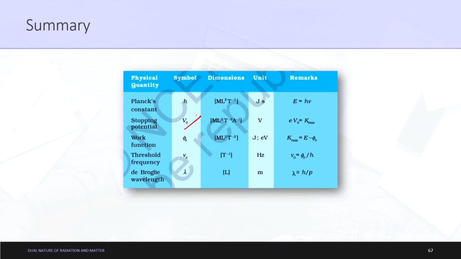Stopping potential is V naught, so the unit is volt only, e V naught is equal to K max. Next is the work function, that is phi naught, for which we use joules and electron volts. Threshold frequency is nu naught, as the name says, it is frequency, hence it is measured in hertz. Next is the de Broglie wavelength, that is lambda. Wavelength is always considered in units of meters, and it is calculated using the de Broglie relation, that is lambda is equal to h upon p or h upon mv.